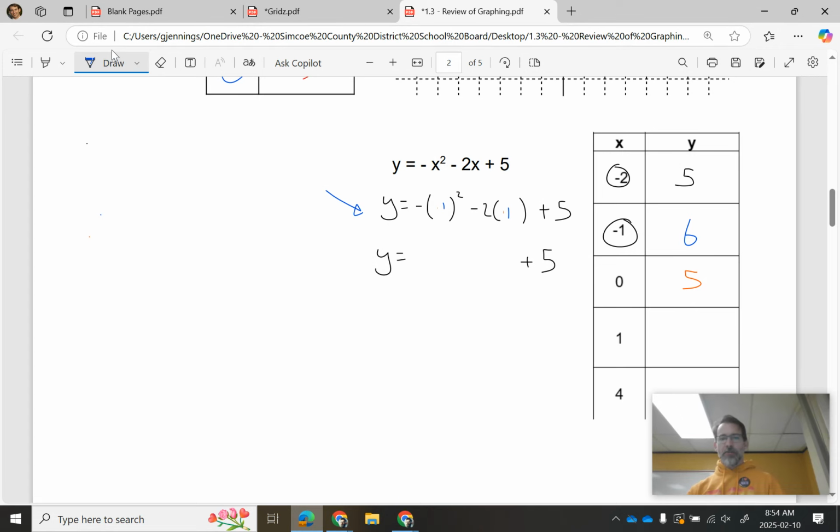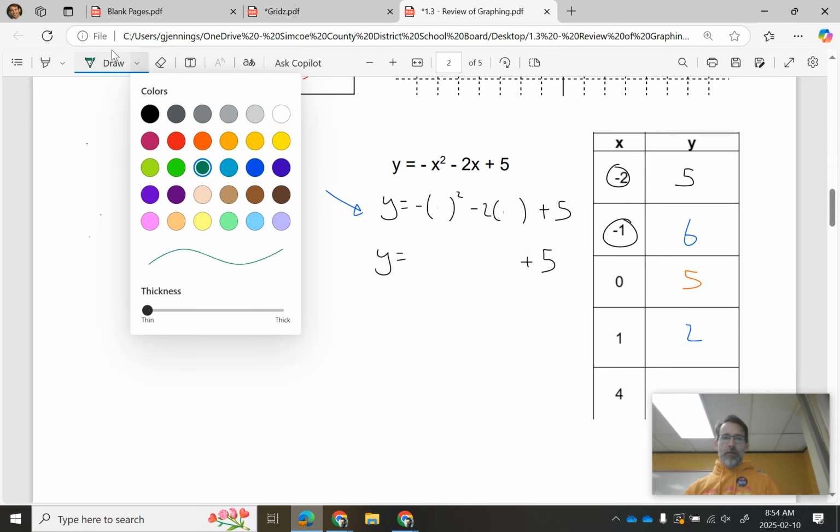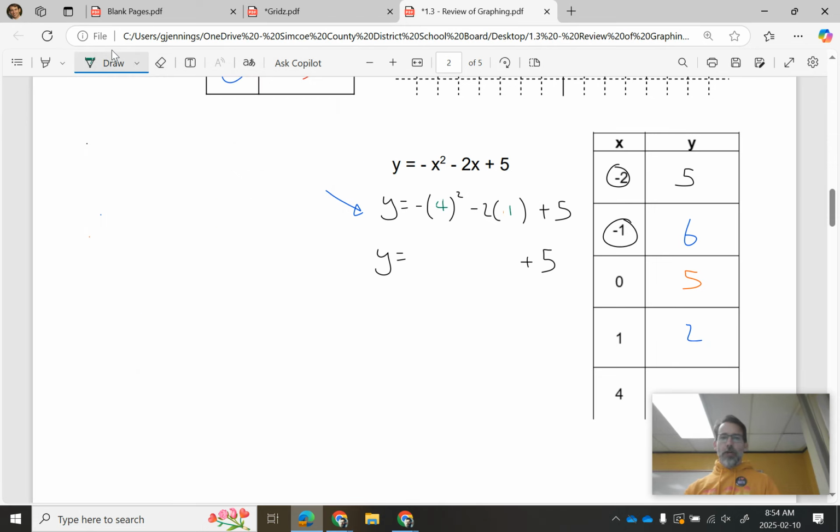So here we have minus 1 minus 2 plus 5. That gives us 2. Minus 1 minus 2 plus 5. Basically like 5 minus 3. And then let's check what's happening when we do 4. What's 4 squared?